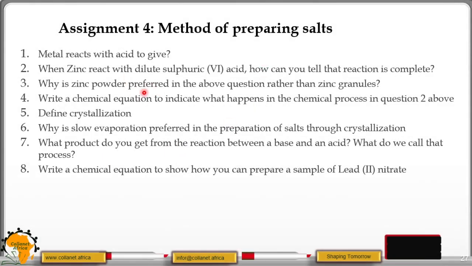That brings us to the end of our fourth lesson. In this topic of salts, you have 8 questions to answer in this lesson on methods of preparing salts. Make sure that you answer the questions, don't copy. Integrity is paramount, and once you're done, you can use the word document and mark for yourself.